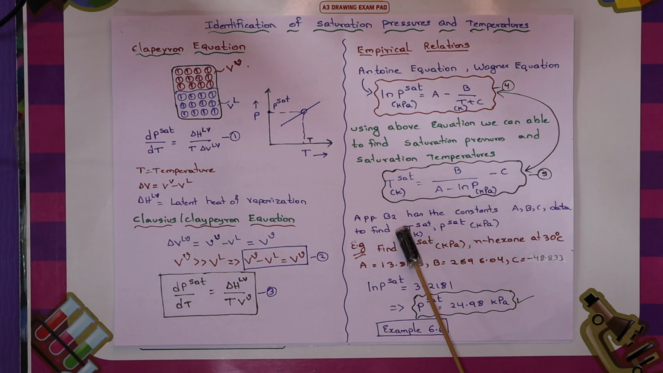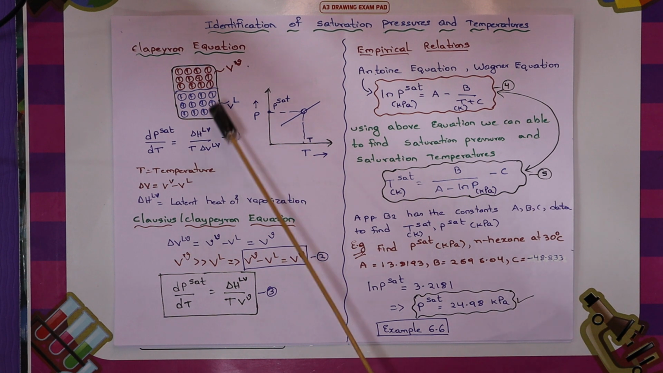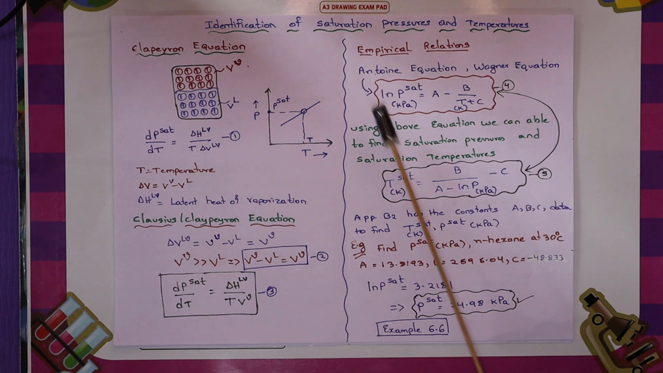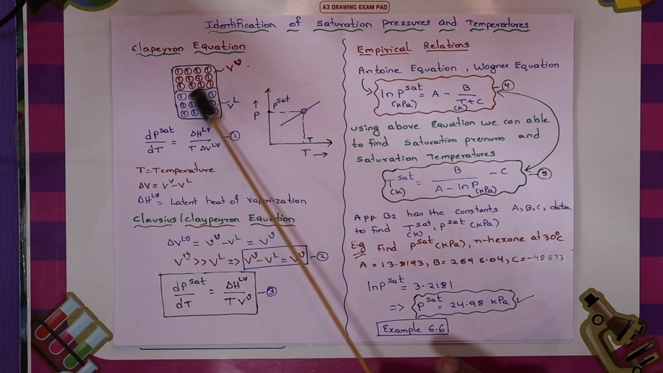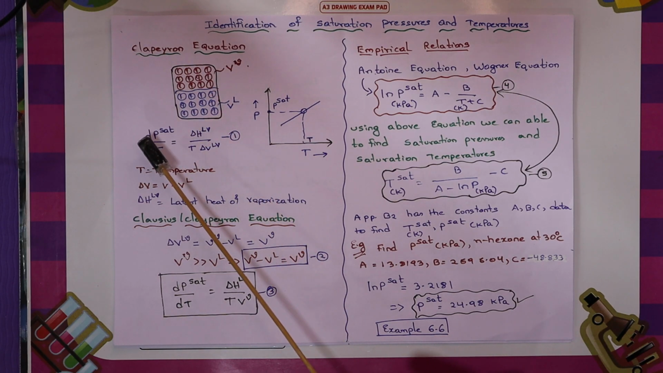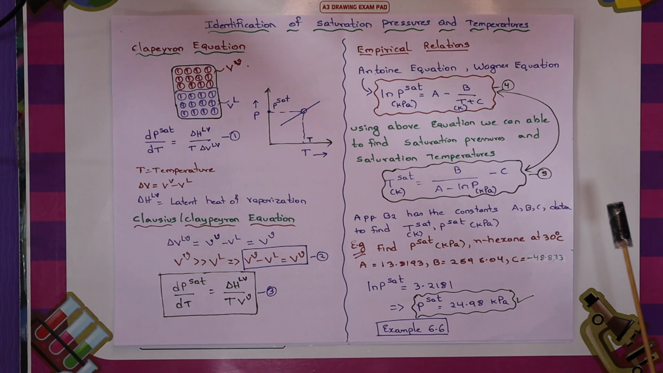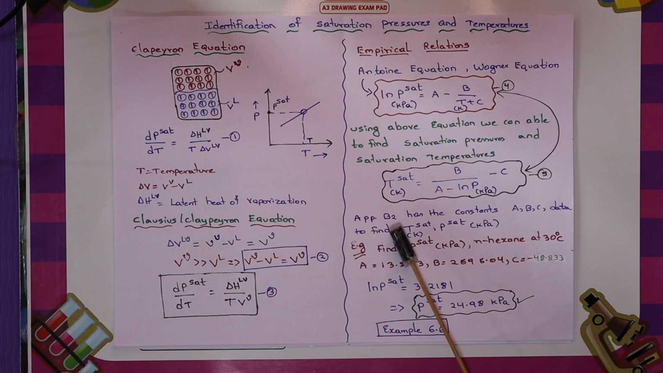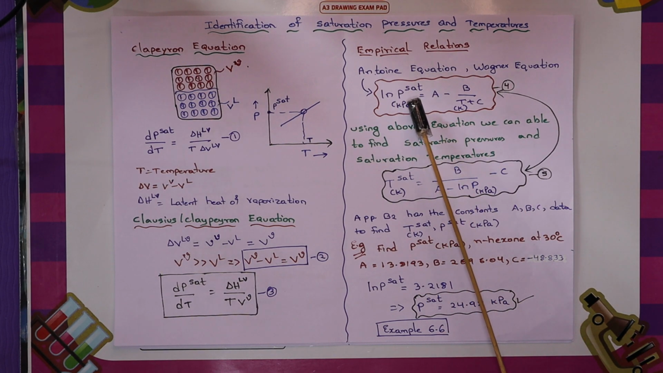A, B, C are called specific constants because they depend on what kind of molecule or substance is present in the chamber. A, B, C are specific to the component, and they are already listed in Appendix B2 of the Smith, Van Ness and Abbott book. In the tables in Appendix B2, you can find the Antoine constants A, B, C. Depending on the substance, you can find its saturation pressure and saturation temperature.